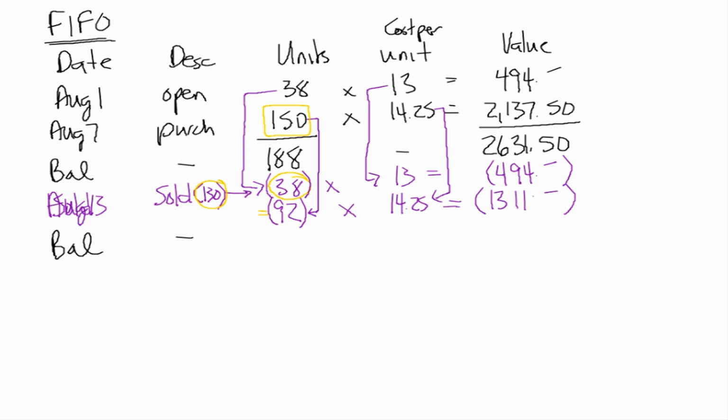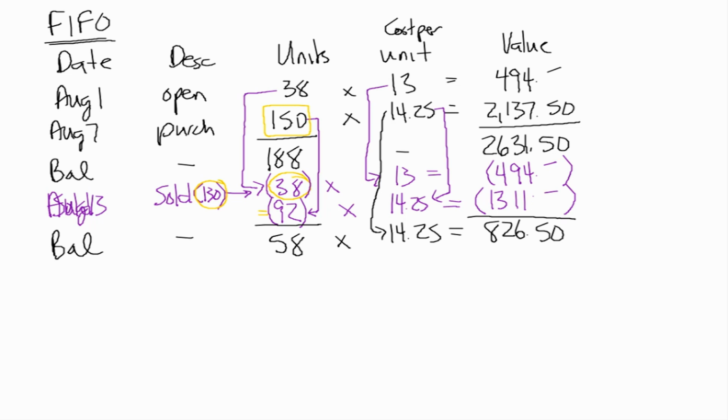So now, 38 minus 38 is equal to 0. 150 minus 92 says that there is only 58 remaining. And those 58 remaining are going to be at the $14.25. So I'm going to multiply it, and it's going to equal over here 826.50.